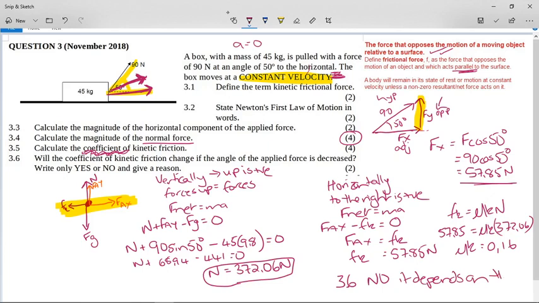So unless you suddenly put sandpaper on the boxes or something, it's not going to change the coefficient of kinetic friction, or you change the table surface or something like that. So that's the only way to change the coefficient of kinetic friction, which is different from the value of friction.